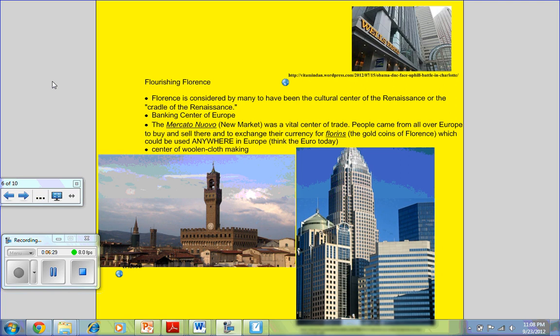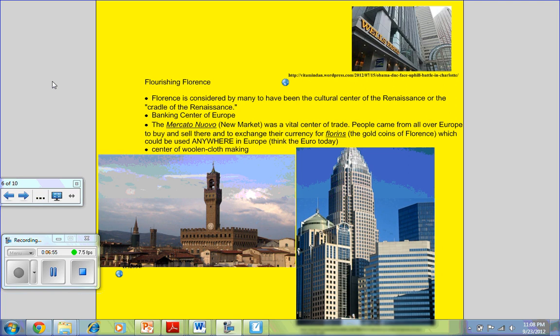A lot of people would come to Florence to exchange their currency for florins. These were the gold coins of Florence. Now, the key point in that is that you could use Florentine money anywhere in Europe. Think of the euro today in the European Union. How if you go to Europe, using the euro is almost acceptable in just about any country in that sphere.